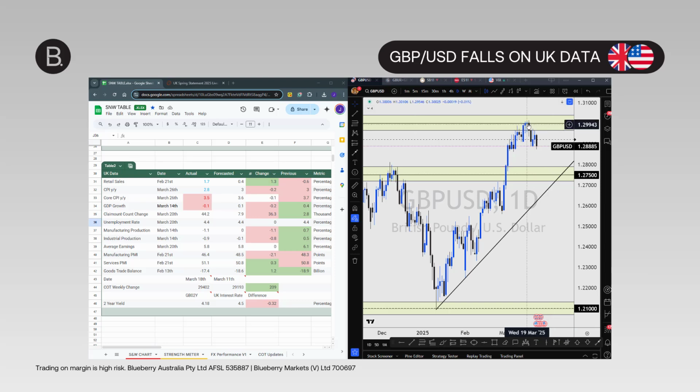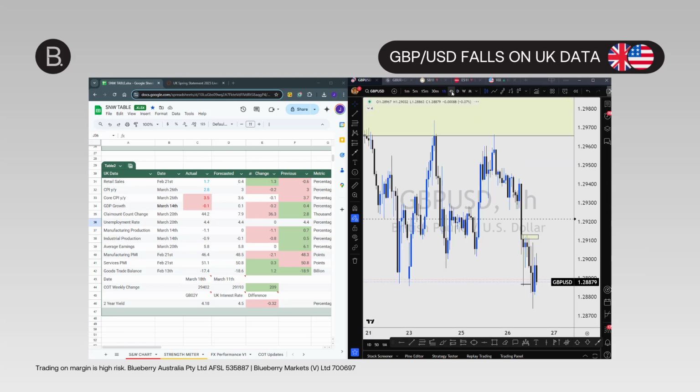Well, we've come up into that 1.3 handle. This was a level that I thought would be a sticking point for pound, and it's proven to be so. The market is now starting to break down a little bit. You've got this kind of head and shoulders pattern here, potential for the market to trade back down to 127.50 if it keeps up this move to the downside.